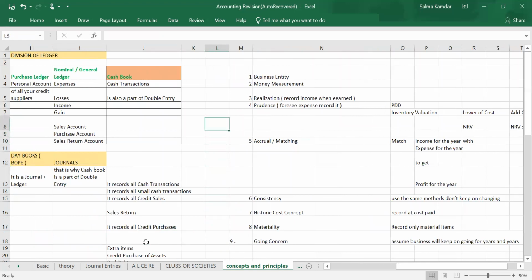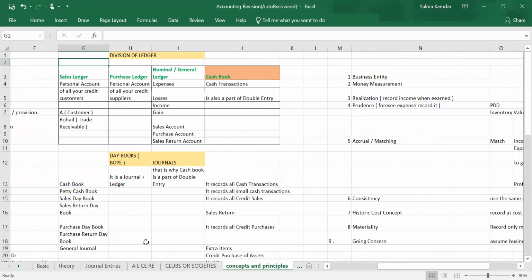Your ledger is divided into how many parts? 4 parts. What are the 4 parts? Sales ledger, purchase ledger, nominal ledger, cash book. What does the sales ledger record? All the personal accounts of all your credit customers. If A is your customer and you sold goods to A, A's account will be coming in which ledger? Sales ledger. And sales account will go in which ledger?